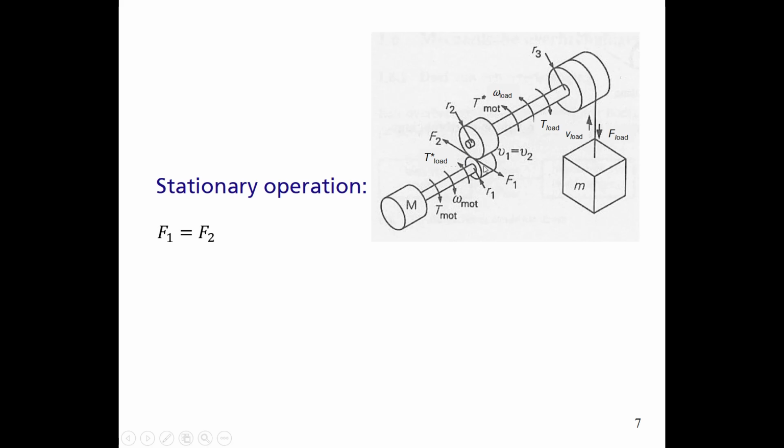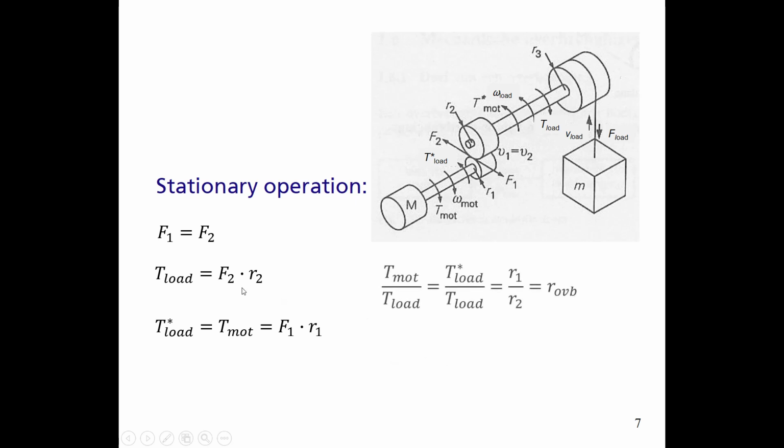So F1 related to this part of the transmission, F2 is related to that part of the transmission. So F1 has to be equal to F2. So when that is the case, we can say, well, T load, the torque over here, is equal to F2 times the radius R2. So T load is F2 times R2. We can also define T motor, which equals the transformed load torque over here. So T motor is equal to F1 times R1 over here.